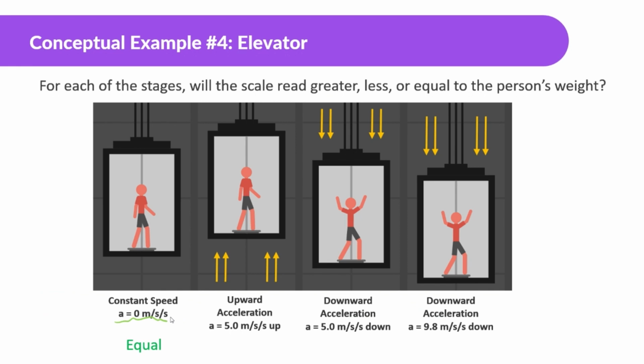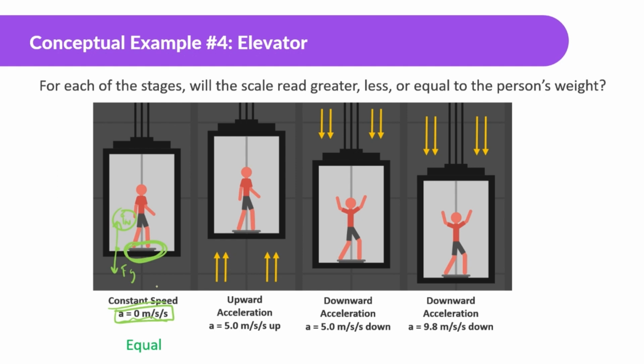It's going to be equal, and the key thing here is constant speed, and we should know that the acceleration is 0. So when the acceleration is zero, that means that the force of gravity and the normal force are going to be equal to each other, and the scale reads what the normal force is. So the scale reads how much pressure, how much contact there is with the ground. So if it's going to be the same, then it's going to be equal.